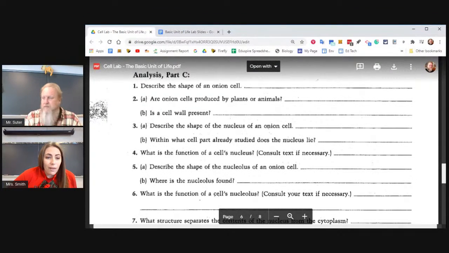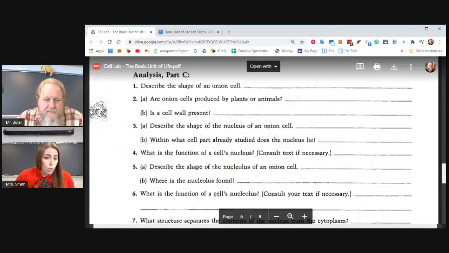Describing the shape of an onion cell. Again, not a perfect rectangle, but kind of rectangular in shape. Are onion cells produced by plants or animals? Well, Mr. Suter said plant. Is the cell wall present? Well, if it's a plant, the answer is yes. The shape of the nucleus of an onion cell, more circular. Within what cell part already studied does the nucleus lie? The nucleus is within the cytoplasm inside of the cell membrane and cell wall.